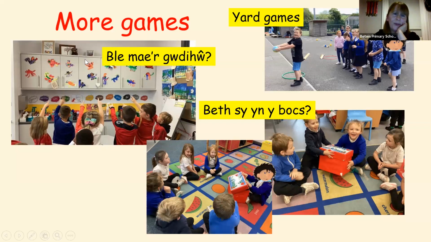Ble mae Goldilocks, we were doing the Owl Babies story. So I was hiding the owl around the classroom and they had to say whether he was ar or un. And again, like Shadow said, it doesn't matter if they didn't know the vocabulary, they were just getting the ar. And ble mae Goldilocks? Mae Goldilocks ar y cwpwrdd or the sink, whatever, which they absolutely loved as well.